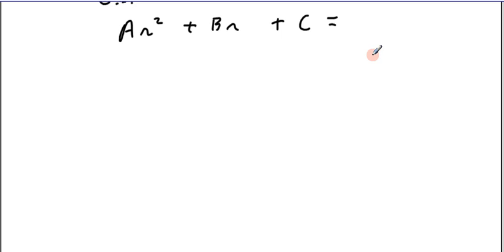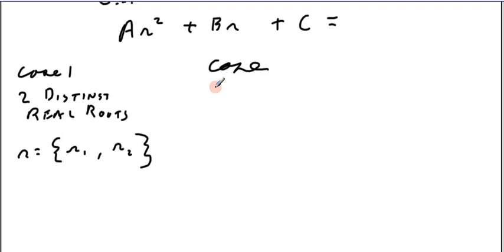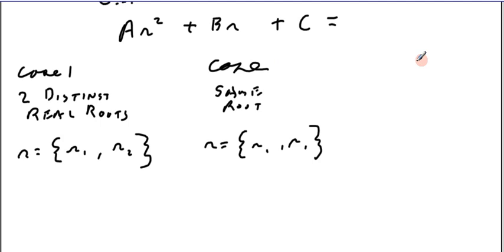Well, we can have case one. We can have two distinct real roots, and we'll call them R1 and R2. In case two, we can have the same root. We'll call that R equal to R1, solution set R1, R1. They're the same root.